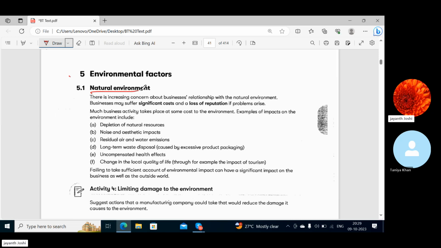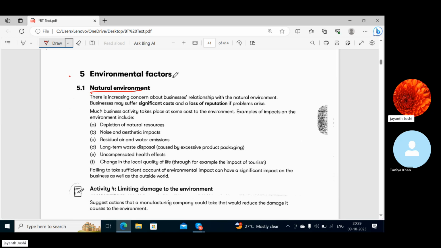So for the natural environment, there is increasing concern. A lot of people now want to invest in companies which also give a lot of importance to environmental factors these days. If companies care about environmental factors, that is also creating a reputation of those companies amongst the investors.